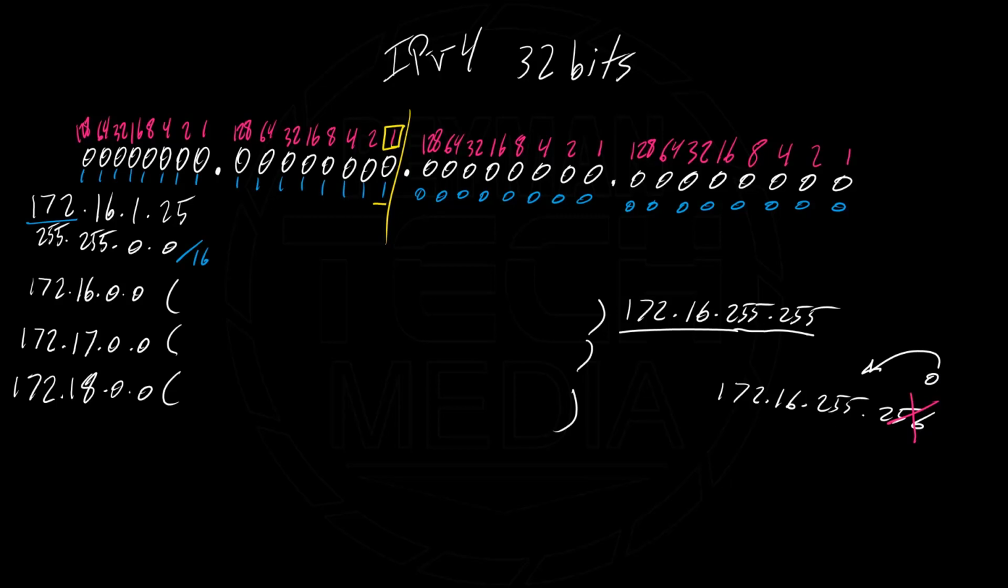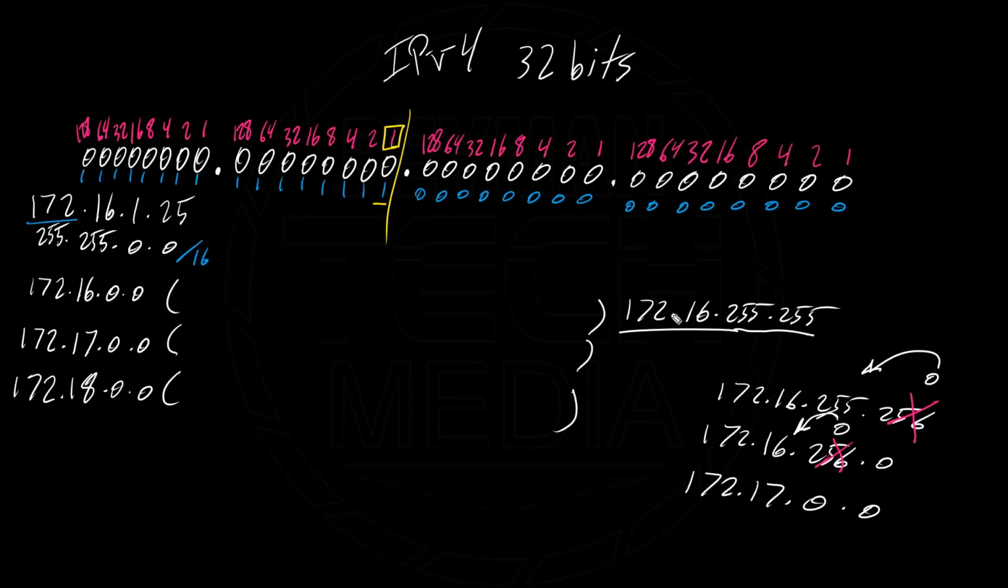Then this one would be 172.16.256.0, which again we don't have 256. So here also would be 0. So it would be 0, and it will add 1 to the left here. So that's why we see 172.17.0.0, which is this one here.